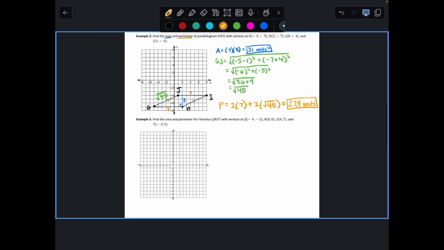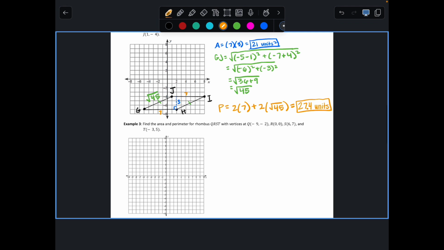Okay, now we have a rhombus, so let's plot the vertices and draw it. See if I can plot these ones correctly. -9, -2. 0, 0. 6, 7. Nobody laugh. -3, 5.